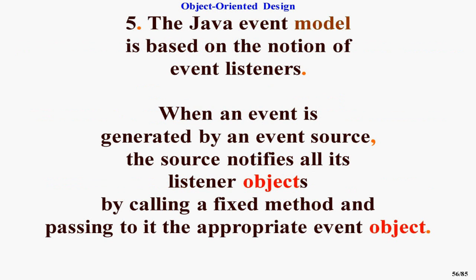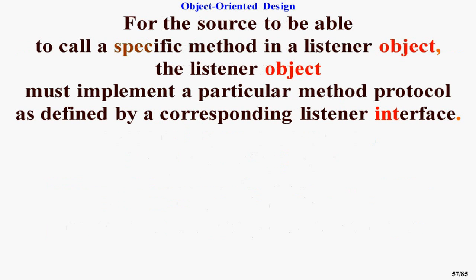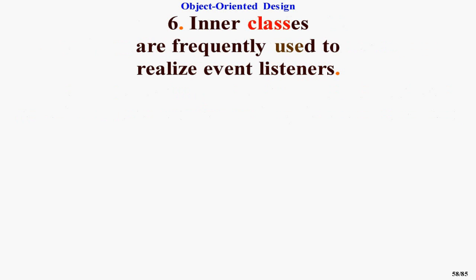When an event is generated by an event source, the source notifies all its listener objects by calling a fixed method and passing to it the appropriate event object. For the source to be able to call a specific method in a listener object, the listener object must implement a particular method protocol as defined by a corresponding listener interface. 6. Inner classes are frequently used to realize event listeners.